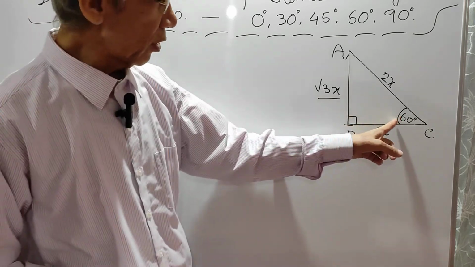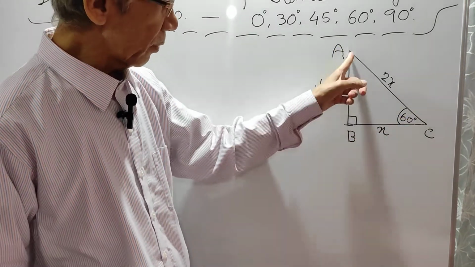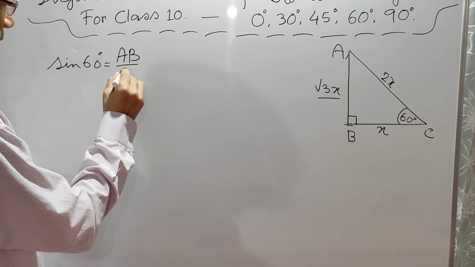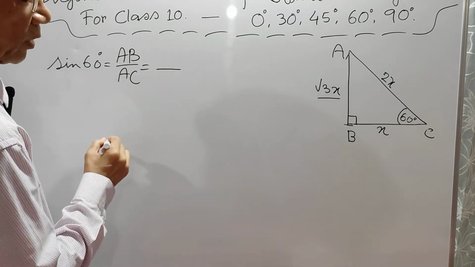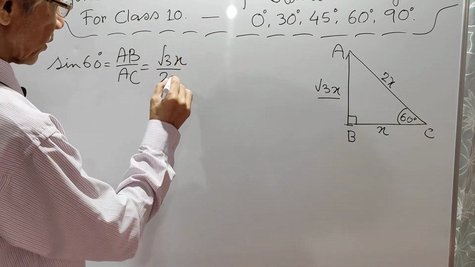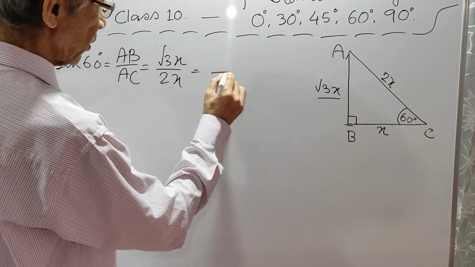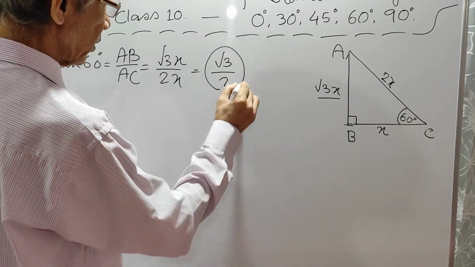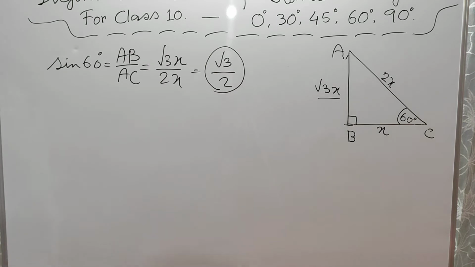Now sine 60 will be opposite by hypotenuse, that means AB by AC. Now AB by AC, what is AB? Root 3x. And what is AC? Twice x. So x cancel, what do you get? Root 3 by 2. So this is the value of sine 60.